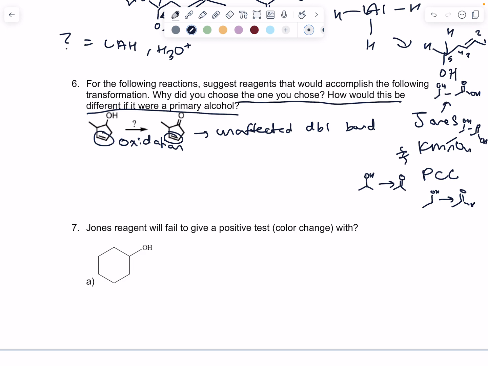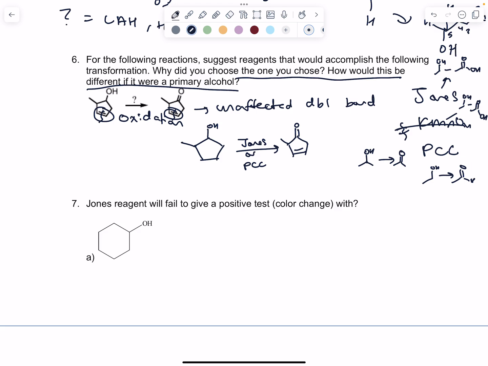So we could do Jones, KMnO4, or PCC for this, but we can't do KMnO4 because it would also break this double bond. So I would use either Jones reagent or PCC to accomplish this. Either one of those should be fine. Now, the next question it asks is how would this be different if it were a primary? But I want to ask how would this be different if you used KMnO4? So what would your product be basically?